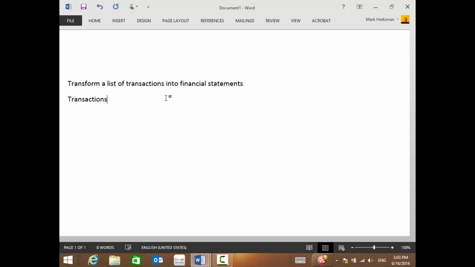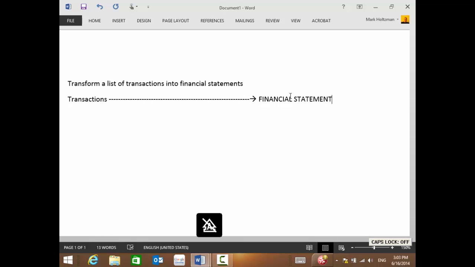We have our transactions, which are things like we've been talking about. You sell something, you buy something, etc. And what we want to do from that is create financial statements, a balance sheet, an income statement, things like that.